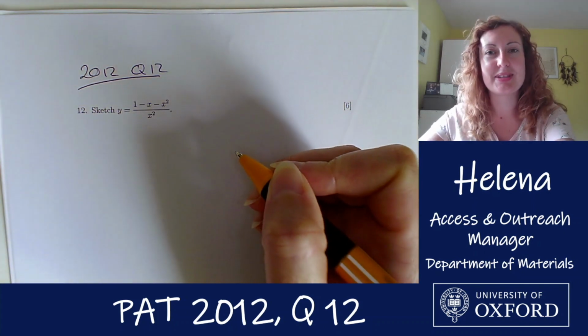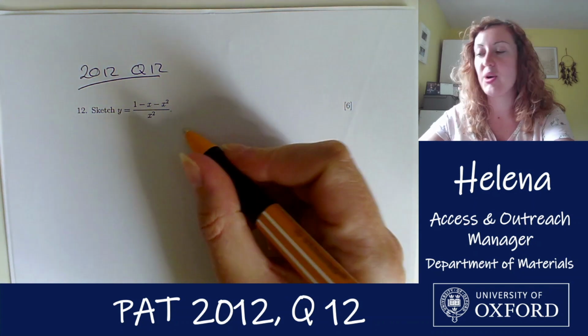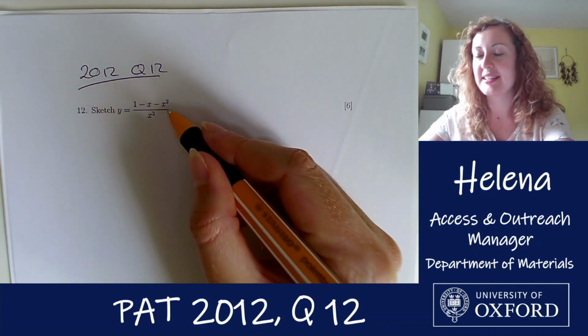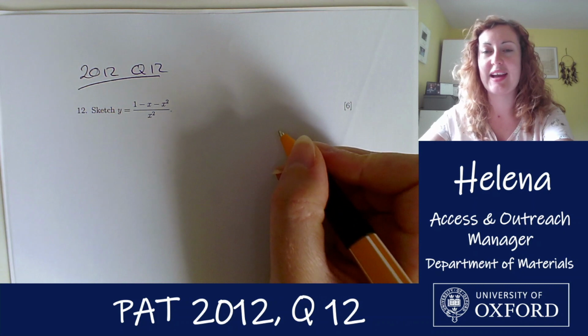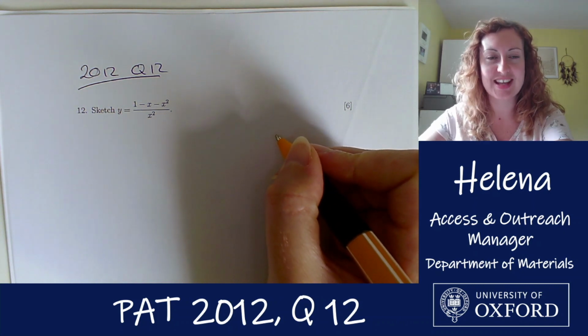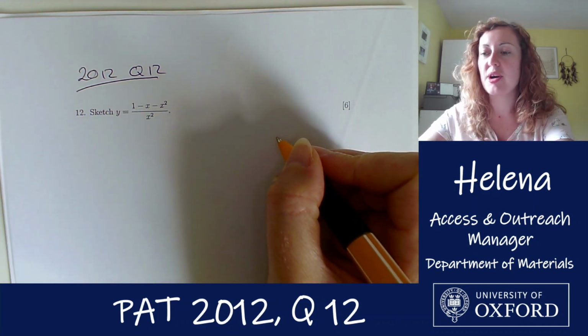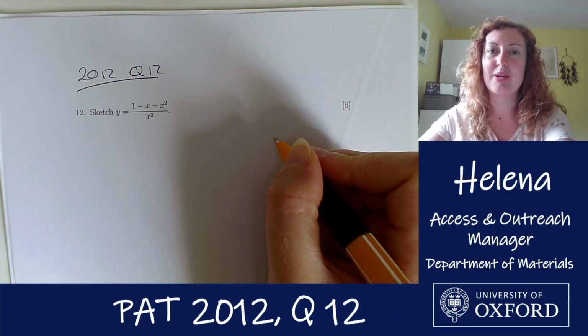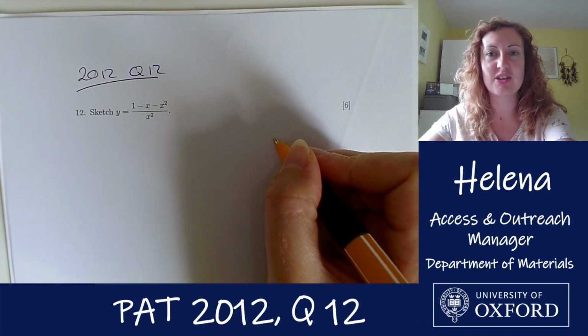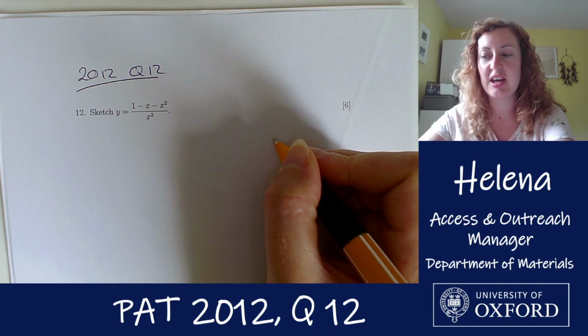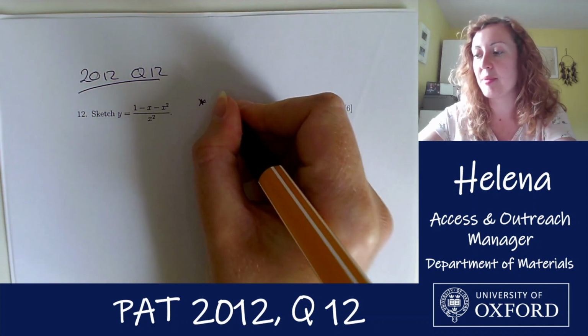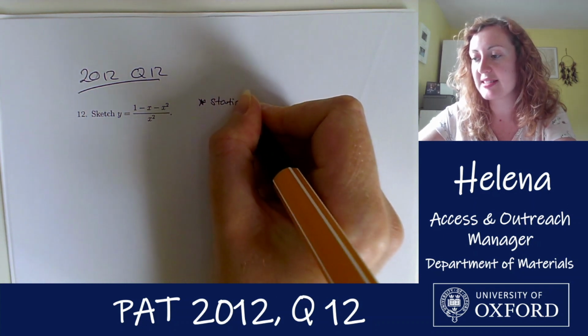So this question simply says sketch the equation y equals 1 minus x squared all over x squared. Okay, so we've got a graph sketching question. So what comes to mind when I see a question like this? Well, we want to find out certain features of the graph that is going to help us sketch the graph. So what sort of features are these? Well, we might be wanting to find any stationary points.